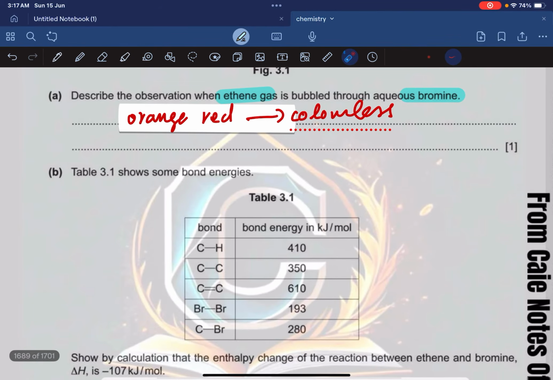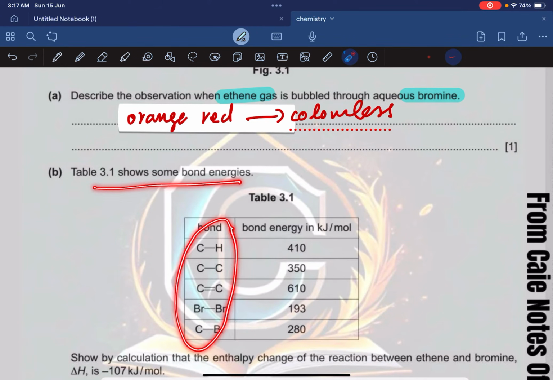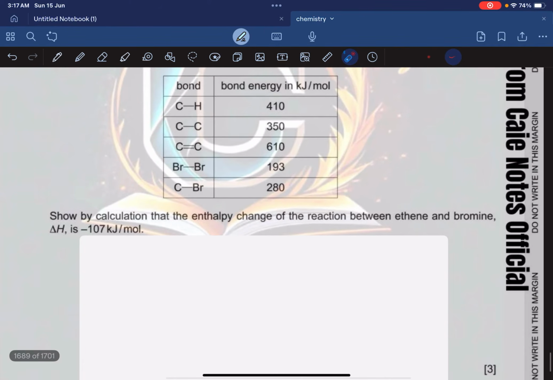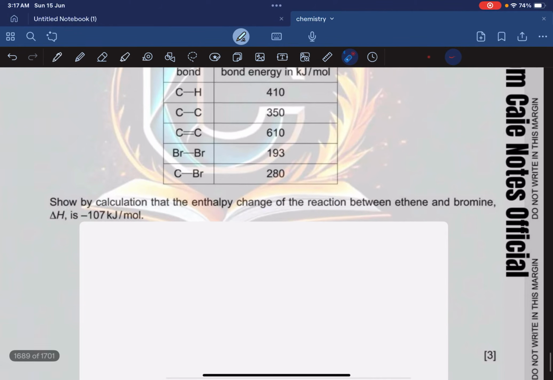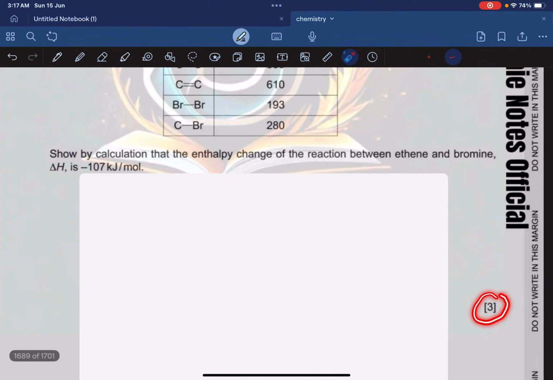Next, table 3.1 shows some bond energies. We're given the bond energies. Show by calculation that the enthalpy change for the reaction between ethene and bromine is negative 107 kilojoules per mole. We're given 3 marks for this, and we're given the answer. We just have to prove it. So that means we have to show each and every step.